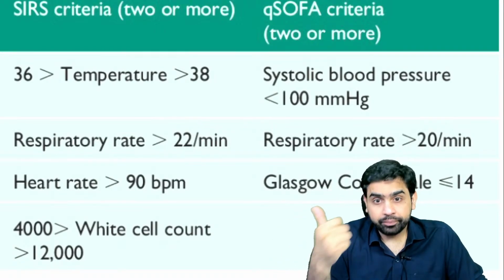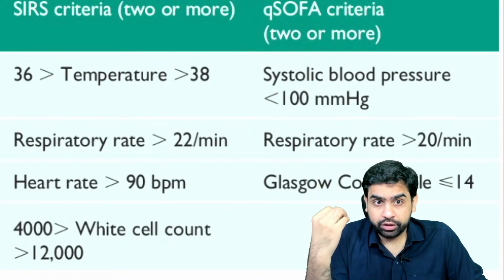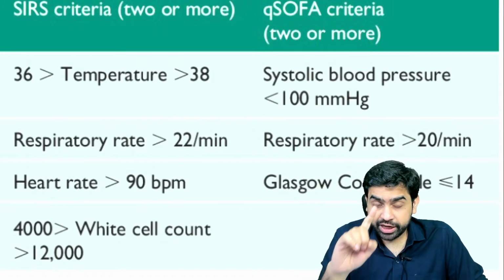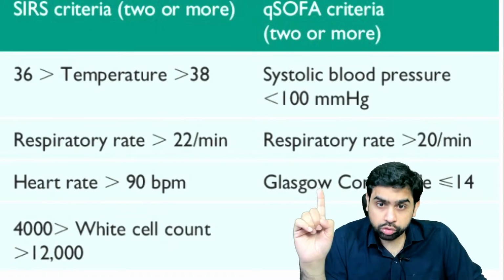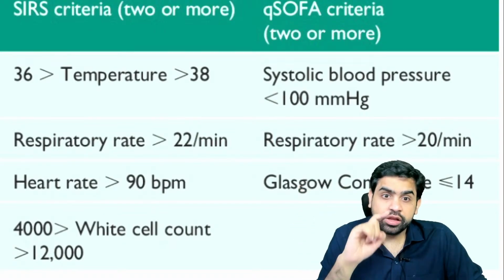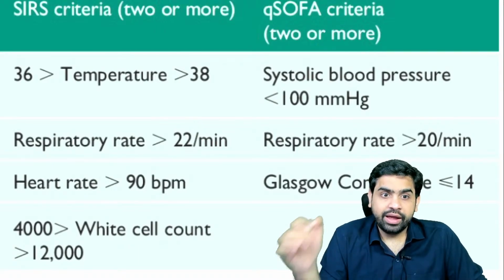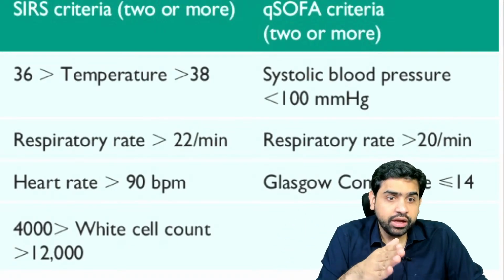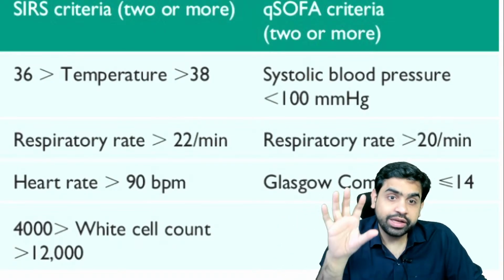Okay, so that is one thing. At least two or more components should be met in order to call it a SIRS. Respiratory rate of more than 22 per minute. Please try to understand there is a difference. In the Q-SOFA the respiratory rate is 20 per minute, so over here it is 22 per minute. Heart rate over here is more than 90 beats per minute, and the WBC count should be either less than 4,000 or more than 12,000. So this is what is called an SIRS.